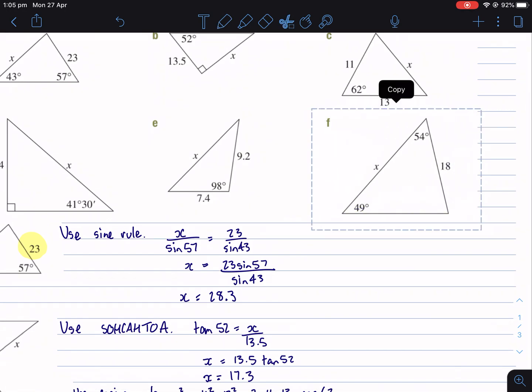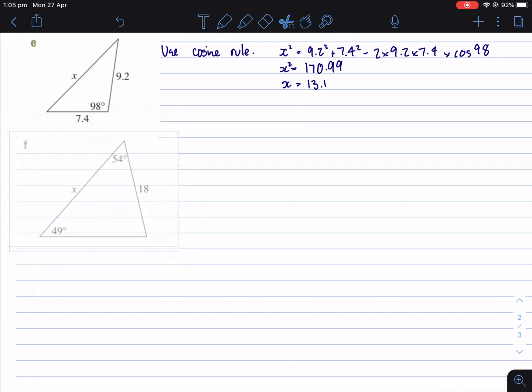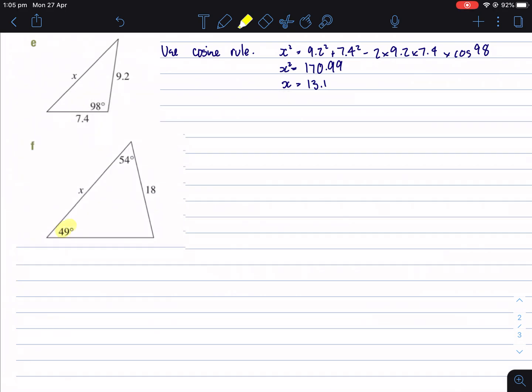Okay, and finally F. Have a look at F. We do have a side. Oh, yes, we have a side and its opposite. I mean, we have an angle and its opposite side, or we have a side and its opposite angle, because if you have a look at this one, that's opposite the 18. So sine rule.